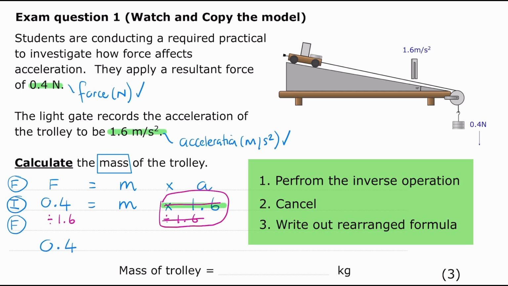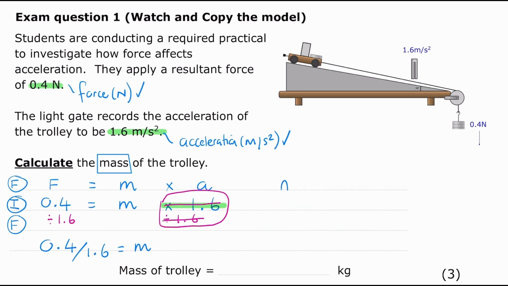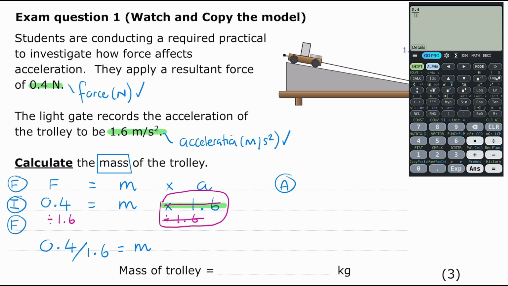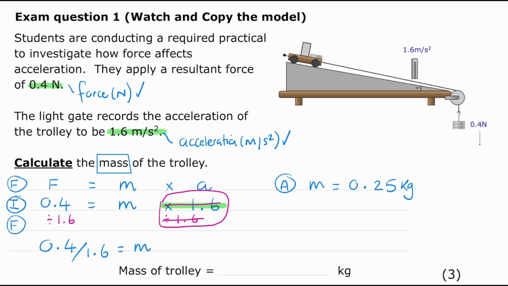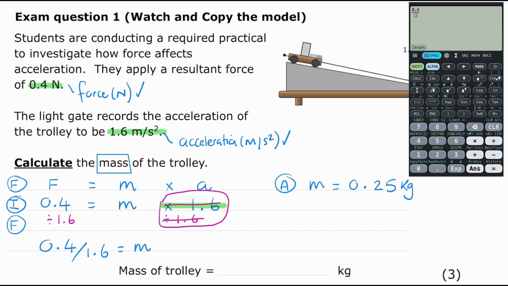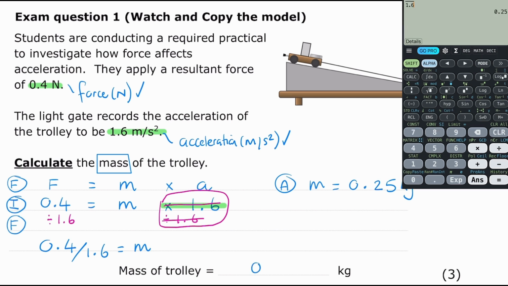Our equation now becomes mass is equal to 0.4 divided by 1.6. The next step is A for answer, and now that mass is the subject, we're ready to solve it by entering these values into our calculator. 0.4 divided by 1.6 equals 0.25, and this is the mass, so it will be in kilograms. Always double check your calculation, and once you're happy with your final answer, let's pop it on the answer line.